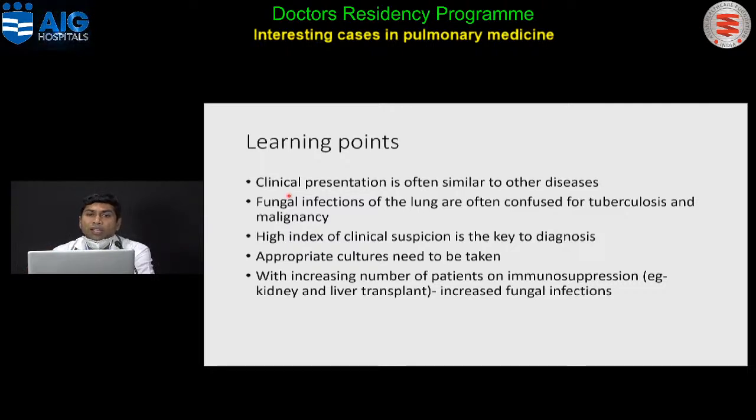So for these kinds of lesions, we use technology called radial EBUS or a navigation technology to reach lesions which are in the center of the lung parenchyma to take a biopsy. And whenever you're doing a biopsy, when you have a high index of suspicion towards a fungal infection, it is also appropriate to take cultures like TB cultures and fungal cultures to make an appropriate diagnosis.